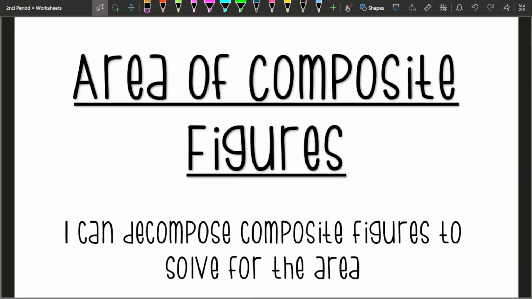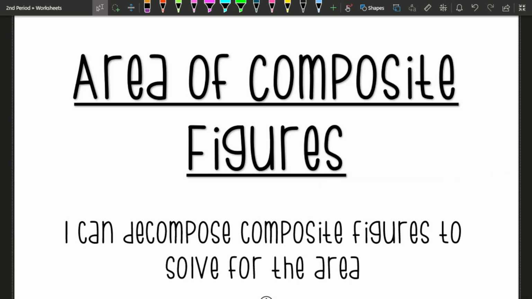Alright, so area of composite figures, and it says right here, I can decompose a composite figure to solve for the area. What does composite figure mean and how is that going to look? Well, a composite figure is a shape made of two or more different shapes. Okay? And then you put them together and that's how you get a composite figure.